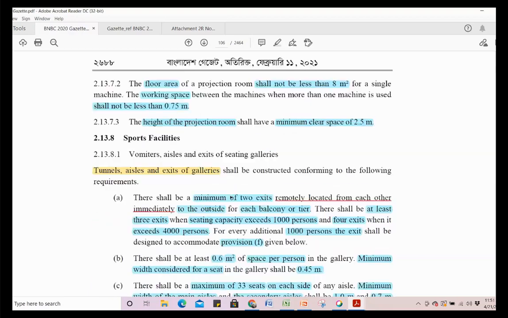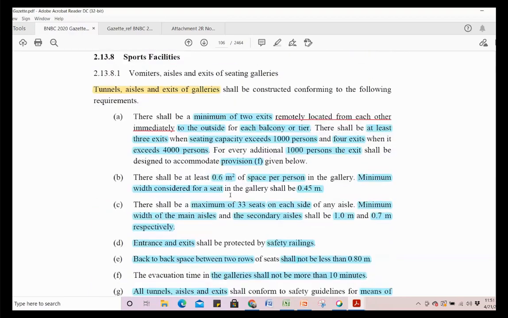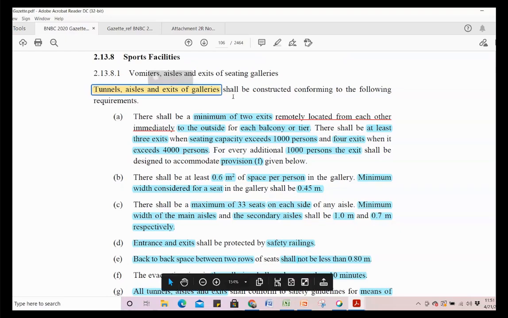Now we'll go for the other type of assembly occupancies, like sports facilities, where a large amount of people gather together for a sports event or anything. So for the vomitories, aisles and exits of seating galleries, there are a few special clauses, like tunnels, aisles and exits of galleries shall be constructed conforming to the following requirements.